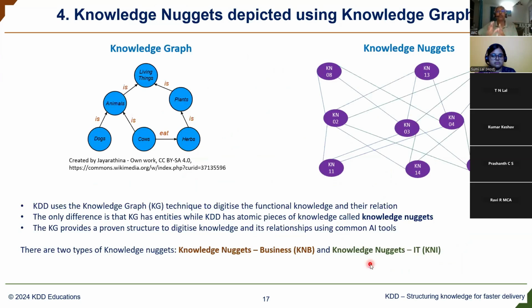And fourth, the knowledge nugget, which captures all the atomic pieces of knowledge. We are digitizing it, and how are we digitizing it? We are digitizing it using a knowledge graph. You would all know a knowledge graph, where you have relationships between different entities. We are using the same model to connect all those atomic pieces of knowledge. This helps in knowing how each piece of knowledge is linked with another, their relationships and so on.